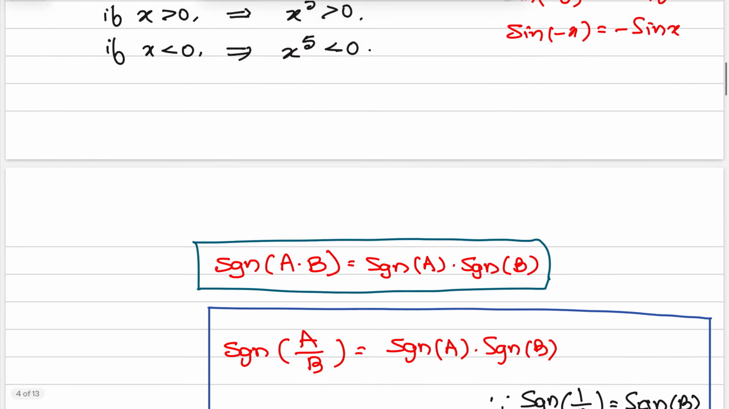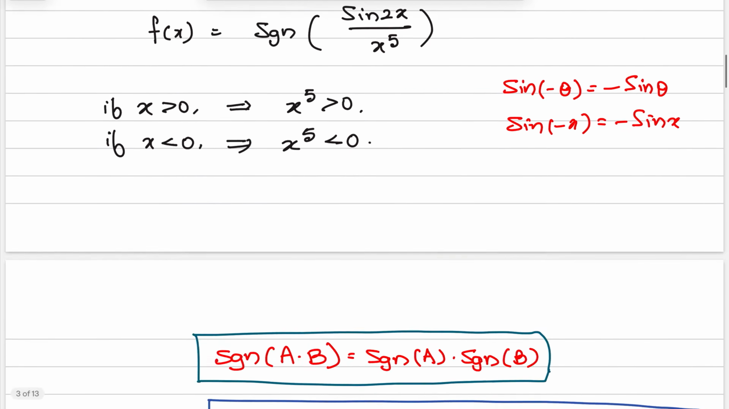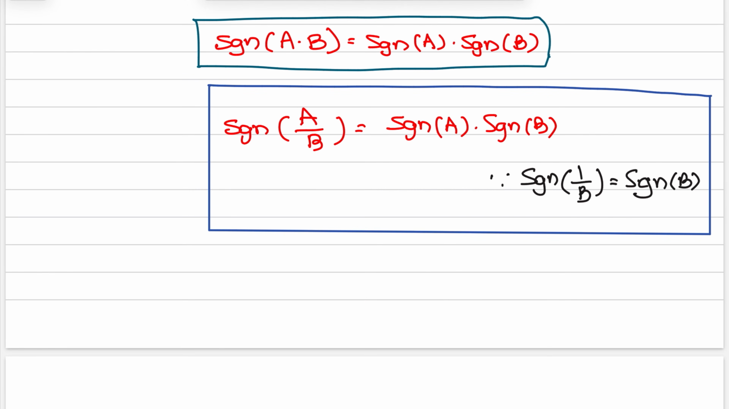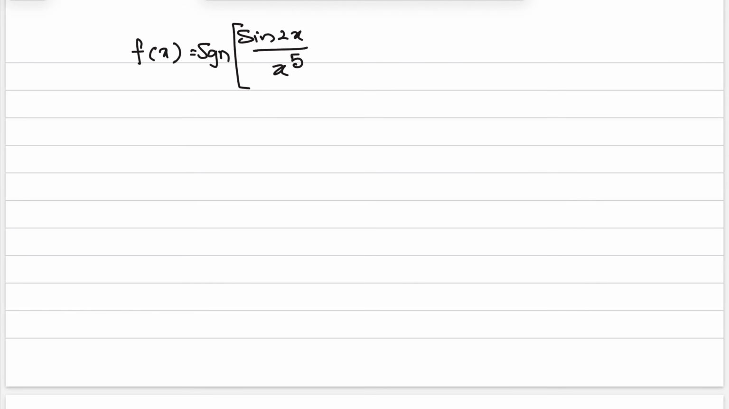From the definition of the signum function, this is the definition. From the definition of the signum function, signum A into B is equal to signum A into signum B, signum A by B is equal to signum A into signum B. Now, the given function is function x is equal to signum sin 2x by x to the power of 5.